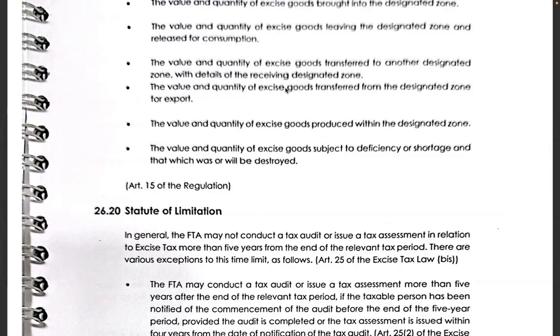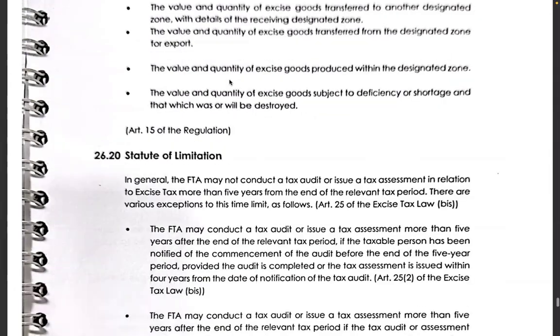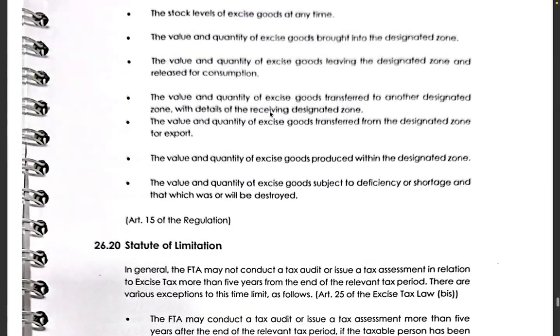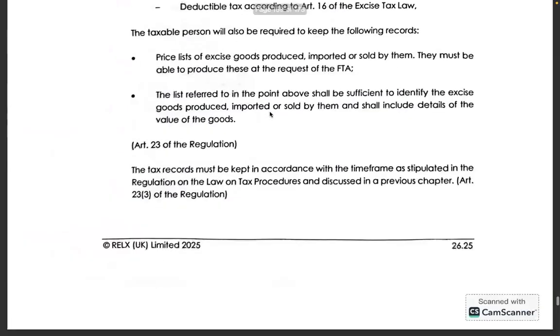So, if there were any exports being done from a designated zone, all the relevant information, the value and quantity of excise goods produced within the designated zone, the value and quantity of excise goods subject to deficiency or shortage, and that which was or will be destroyed. So even those goods, if you remember, we discussed natural causes or genuine reasons, which will later be destroyed with approval of the FTA, with approval of the warehouse keeper, etc. So all of that information is part of the records that need to be maintained. These are called excise records.